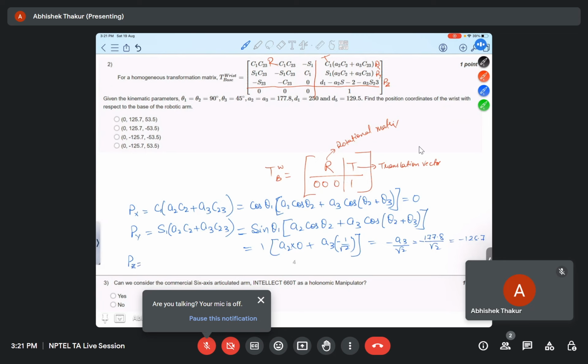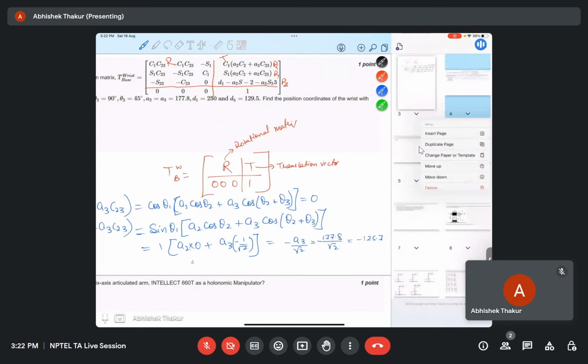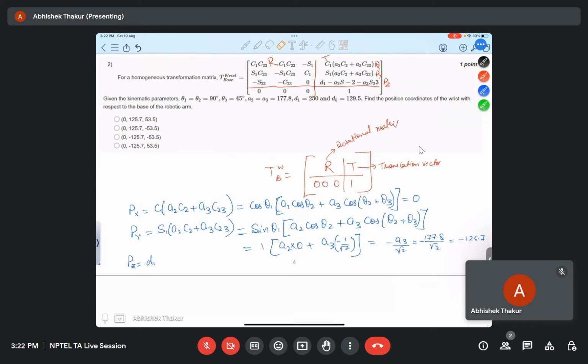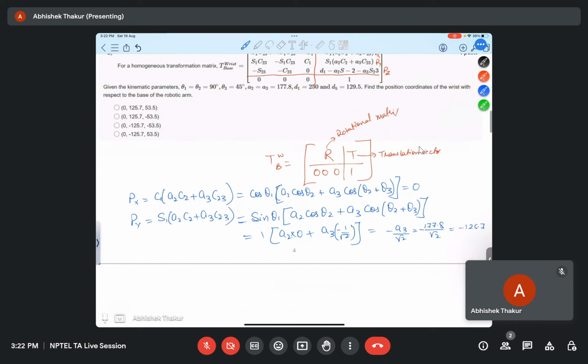Pz is equal to D1. Okay, I will add one extra page here. Now the position in Z direction is given as D1 minus A2 S2 minus A3 S23. Okay. So here if you will give D1 is our 250, minus all other terms are minus.